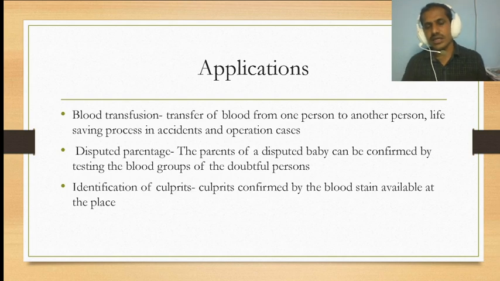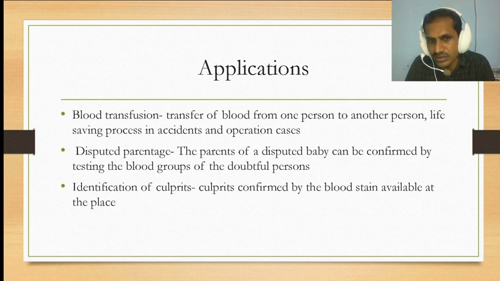Next, what is the application when we understand these blood groups? It helps in blood transfusion, transferring blood from one person to another during an accident or surgery, through which we can save lives. We can also identify disputed parentage: the parentage of a disputed baby can be confirmed by testing the blood groups of the doubtful parents. Blood groups can also help identify culprits, confirmed by blood stains available at the place.